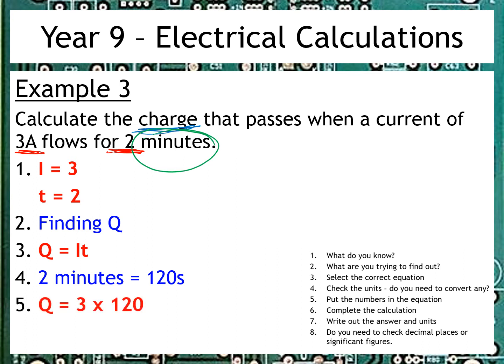We're now going to put the numbers in the equation as we have done before. And then it's simple to calculate. We've got 3 times 120 gives us 360 coulombs. Again, no need to worry here about decimal places or significant figures.